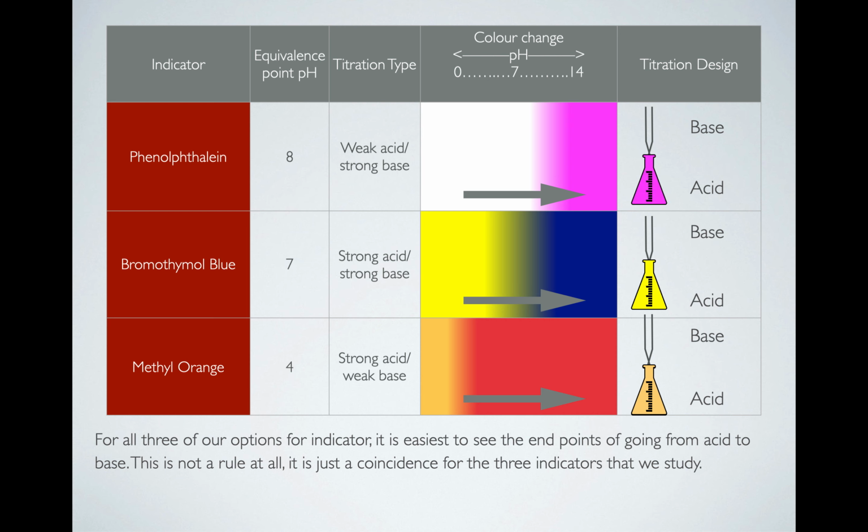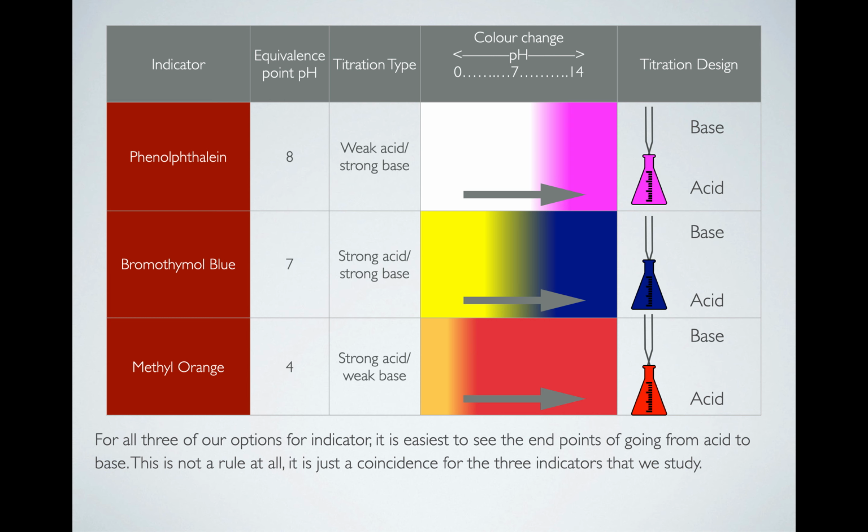Okay, so for bromothymol blue, the best endpoint is from the yellow to green. Okay, so you want to, again, put the acid down the bottom and the base up the top. So you get the green in between. Okay, and for methyl orange, the easiest to see is from the yellow going to the orange, and that's your endpoint. So again, you're starting with the acid down the bottom and your base up the top.